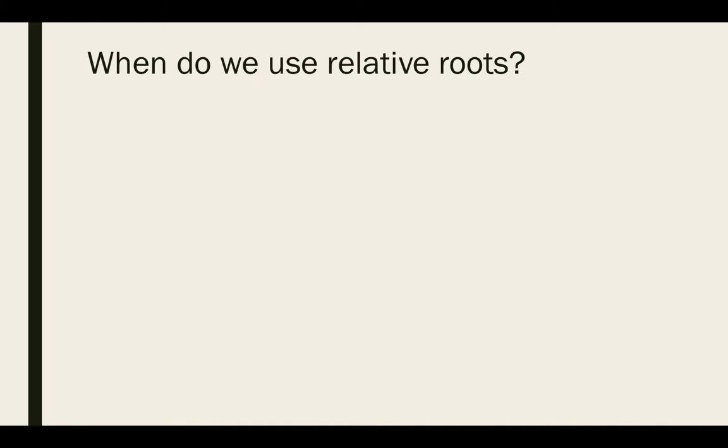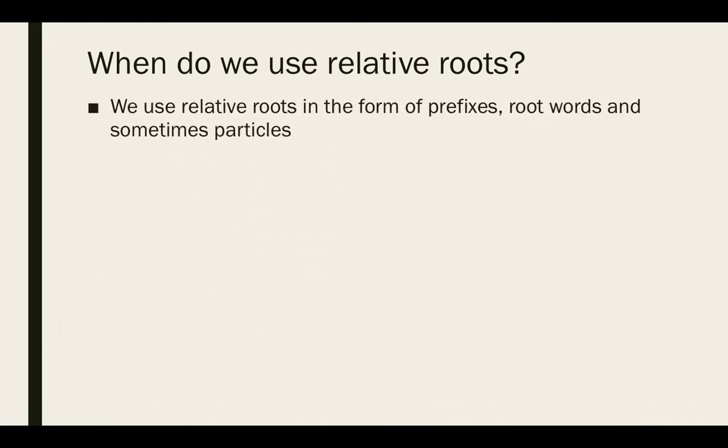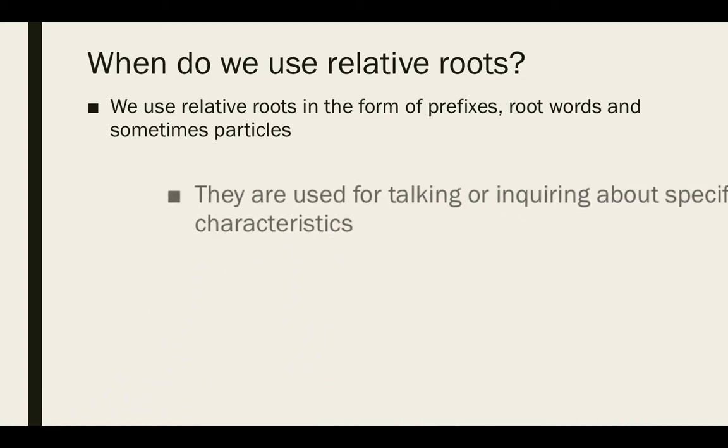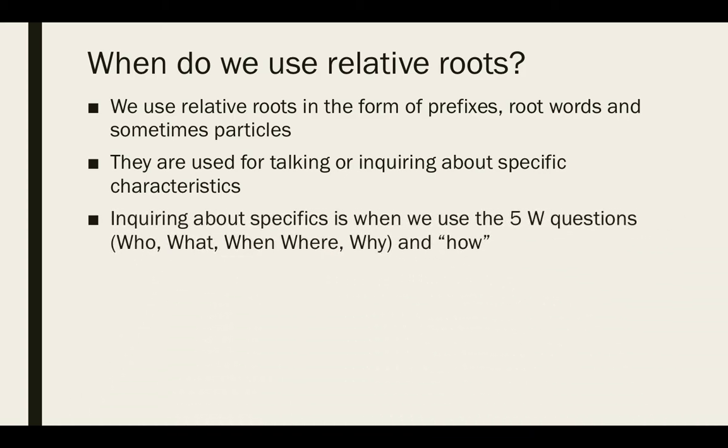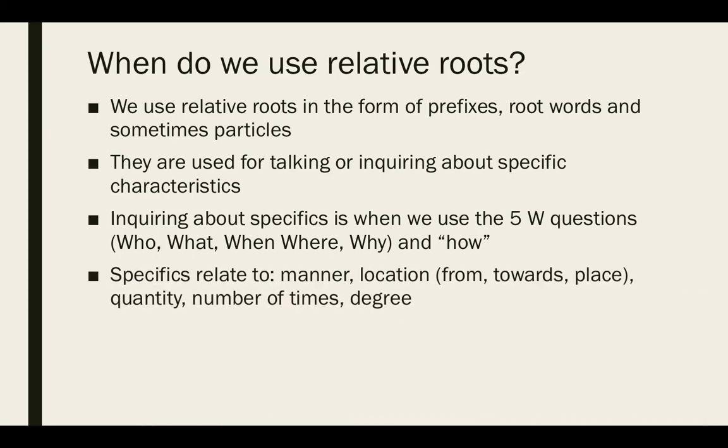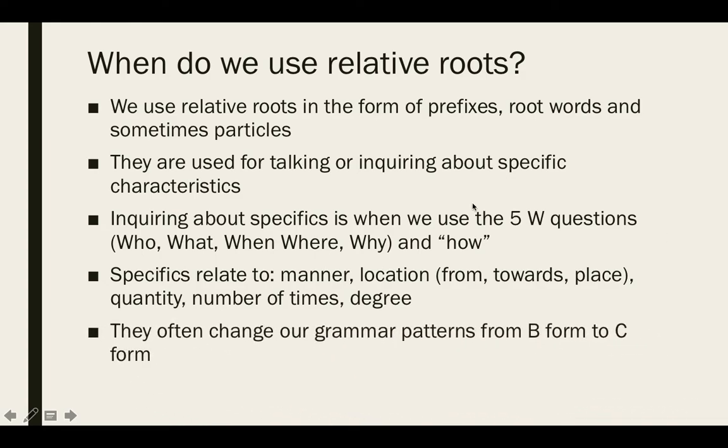All right, so when do we use relative roots? So we use relative roots in the form of prefixes, root words, and sometimes particles. They are used for talking or inquiring about specific characteristics. Inquiring about specifics is when we use the 5W questions: who, what, when, where, why, and how. Some specifics relate to the manner or how something's happening, the location, whether it's coming from, towards, or the place of. When we're talking about quantity, number of times, length, and the degree or extent of how something is happening, how much something is happening. And they often change our grammar patterns from B form to C form, so we apply initial change that we learned in our last lesson.